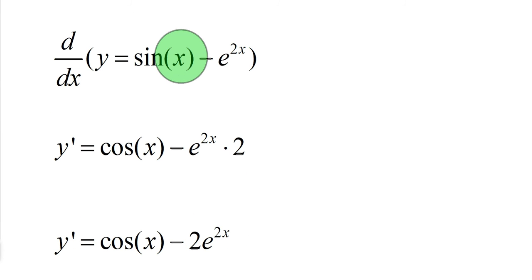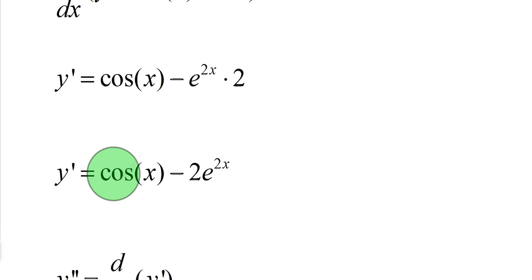We know that the derivative of sine is cosine, and the derivative of e to the 2x is e to the 2x times 2 using the chain rule. And just remember, the derivative of e to anything is itself. Okay, so that simplifies to cosine of x minus 2e to the 2x, and that is our first derivative.